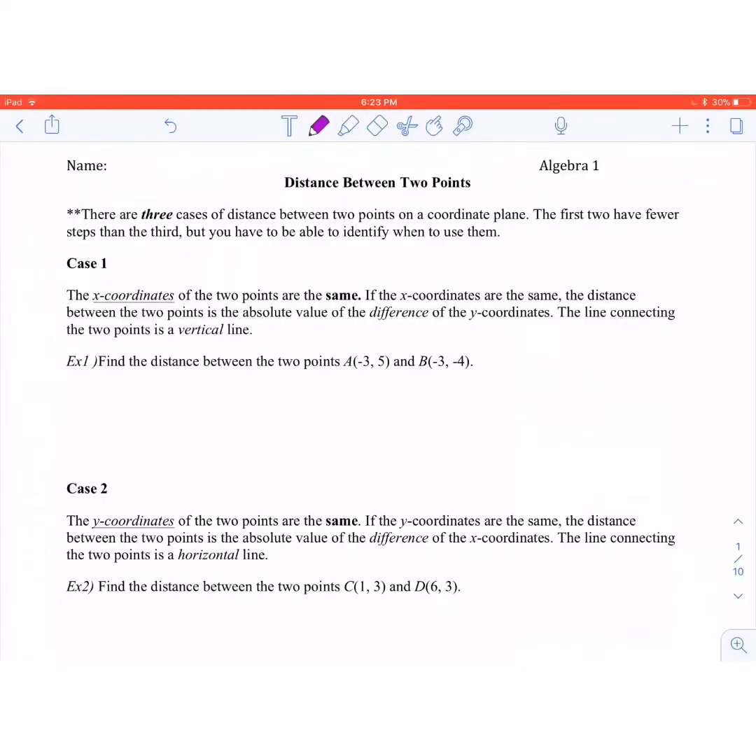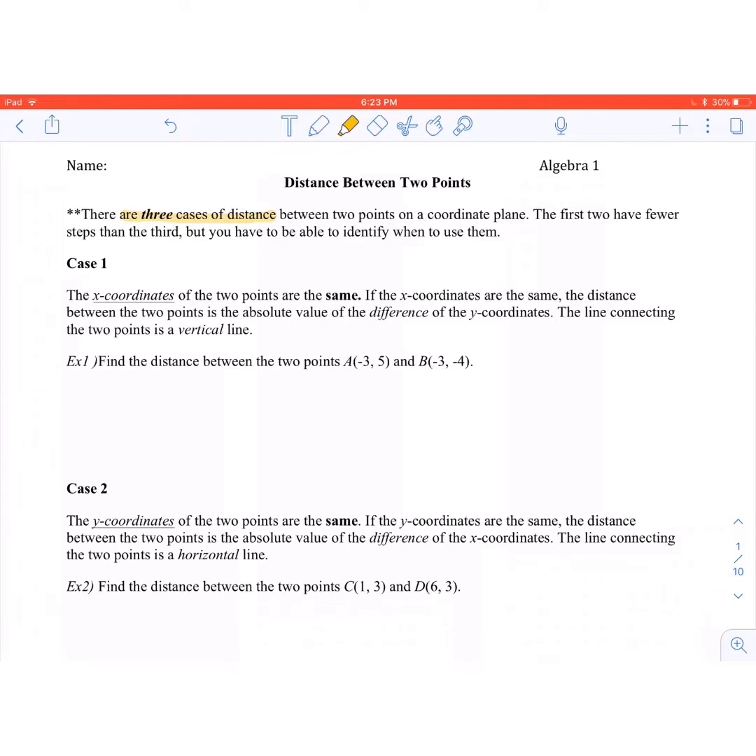Distance between 2 points. When we are looking at points on coordinate planes, it is also important that we know how to find the actual measurements of the distance between the points. There are 3 cases of distance between 2 points on a coordinate plane. The first 2 have fewer steps than the third, but you have to be able to identify when to use what.